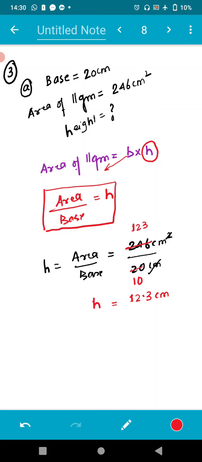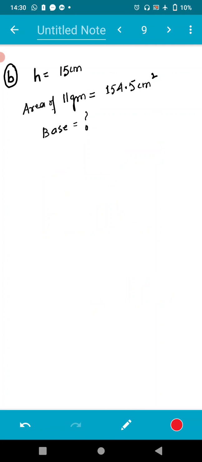Okay. Now, let us move on to sum number B. Yes. So this is sum number B. So, in sum number B, height is given, area of parallelogram is given, and this time you have to find out the value of base. So what will be the formula of base? So base would be equals to area by height. Okay. So this is the formula. So now let us put the value. Area is what?